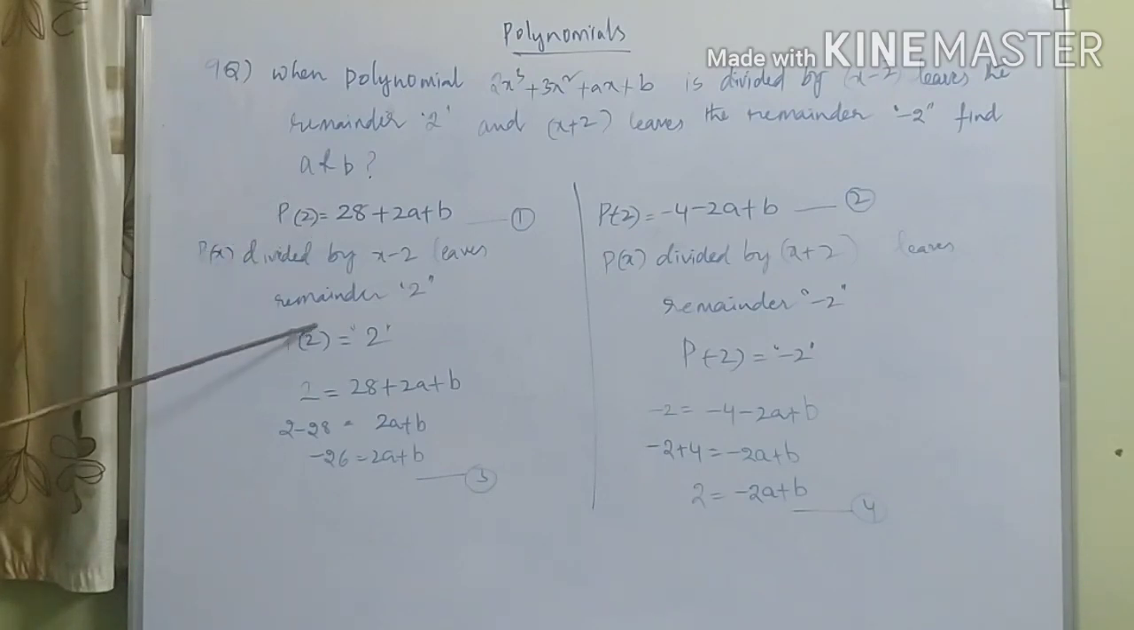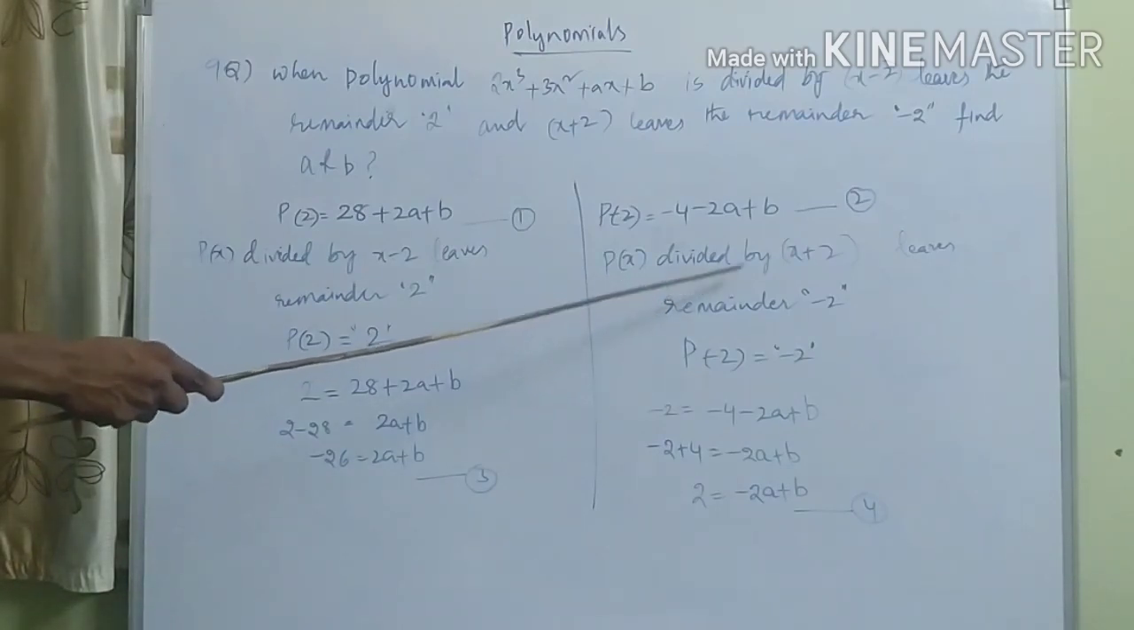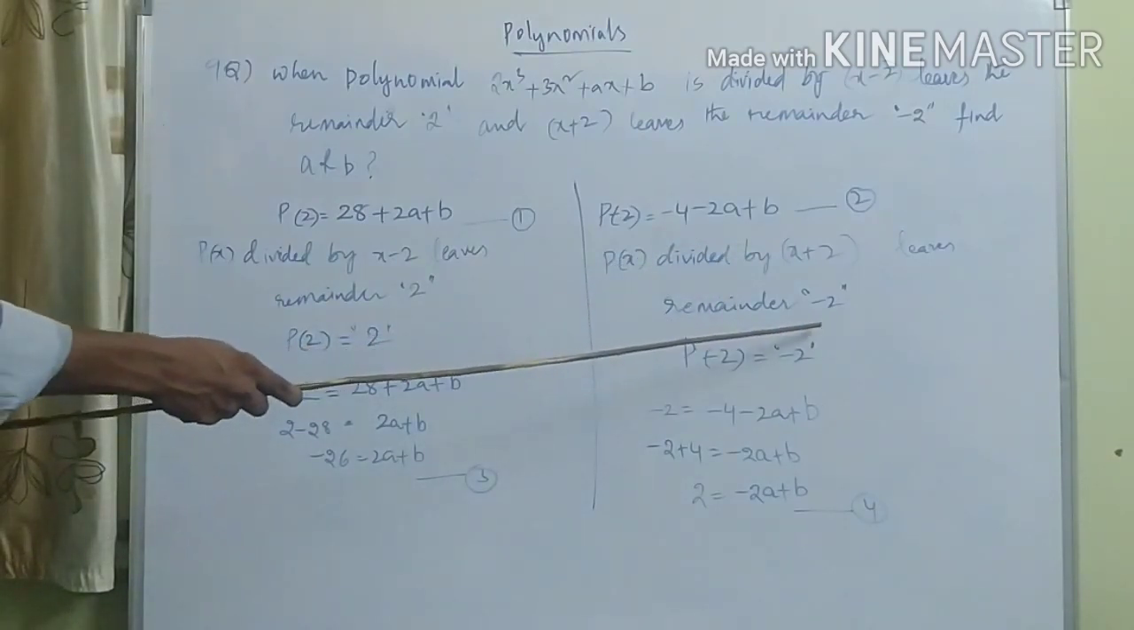So p of 2, that is 2, equals 28 plus 2a plus b. Plus 28 transposes to minus 28. 2 minus 28 is equal to minus 26. That equals 2a plus b. This is equation 3.